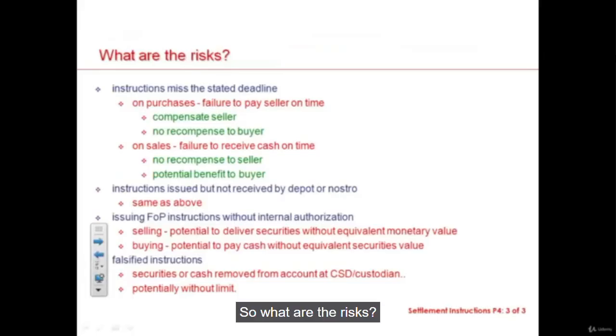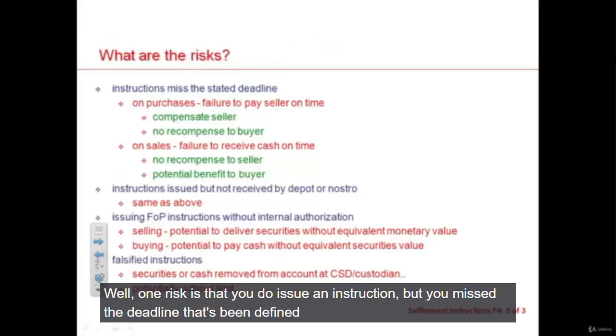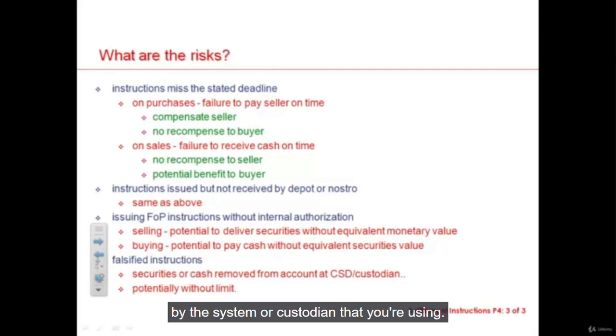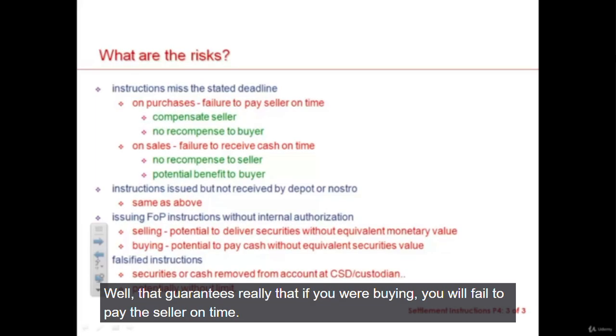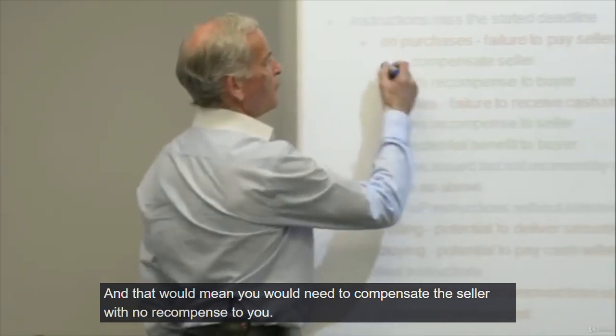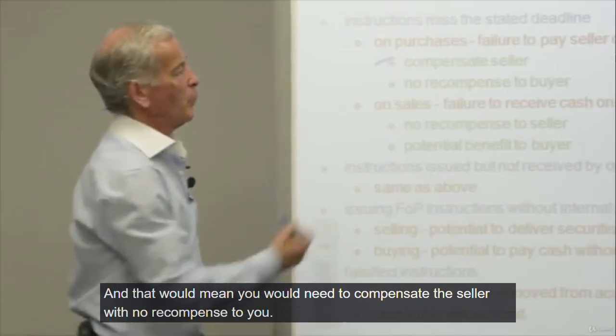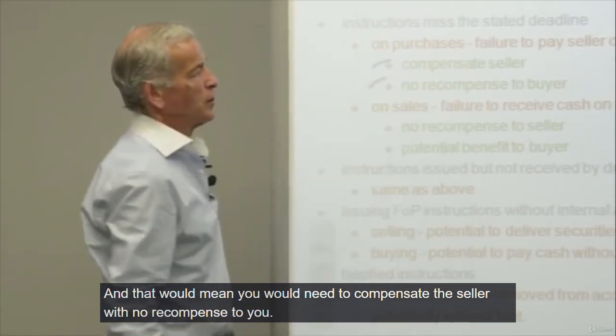So what are the risks? Well, one risk is that you do issue an instruction but you miss the deadline that's been defined by the CSD or custodian that you're using. Now what does that mean then if you miss the deadline? Well, that guarantees really that if you're buying you will fail to pay the seller on time, and that would mean you would need to compensate the seller with no recompense to you.